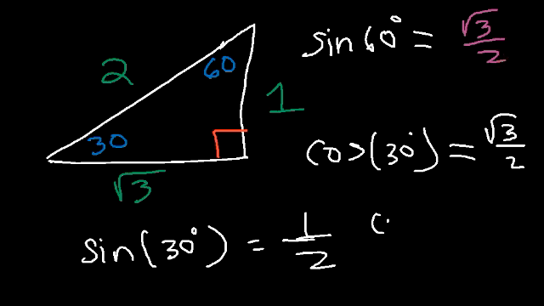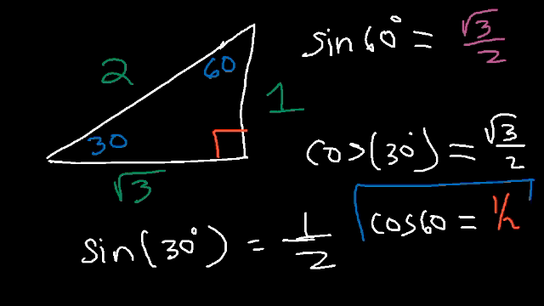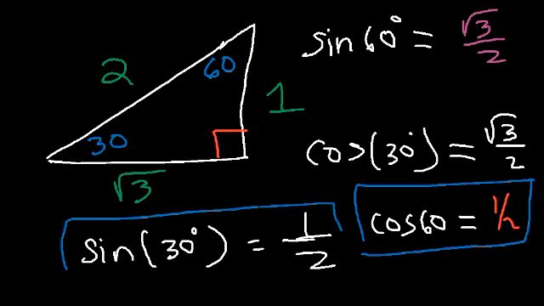Now what about cosine 60? So adjacent to the 60 is the 1, and the hypotenuse is 2. So cosine 60 is 1/2. Notice that cosine 60 is equal to sine 30. And sine 60 is cosine 30.